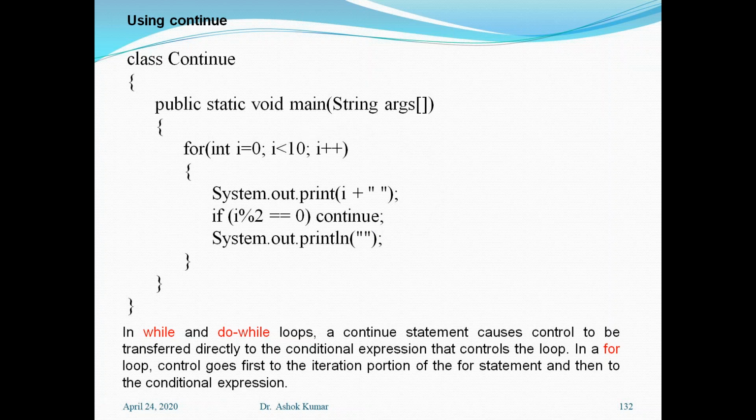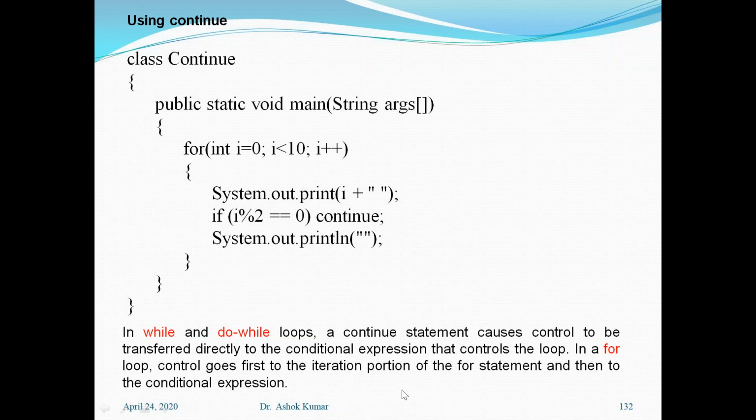So this is the important point. I repeat, if the continue is within the for loop, then the control is transferred to the iteration statement or increment decrement statement, and statements after the continue within the for loop are skipped. So this statement will be skipped when the continue executes. And in case of while and do while, the continue transfers the control to the conditional expression, and the rest of the statements are skipped.